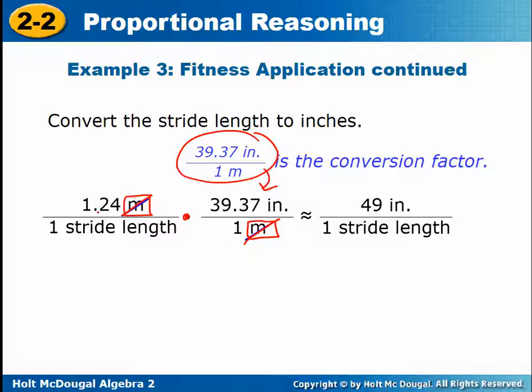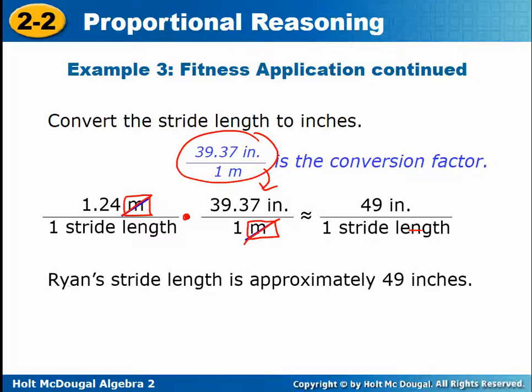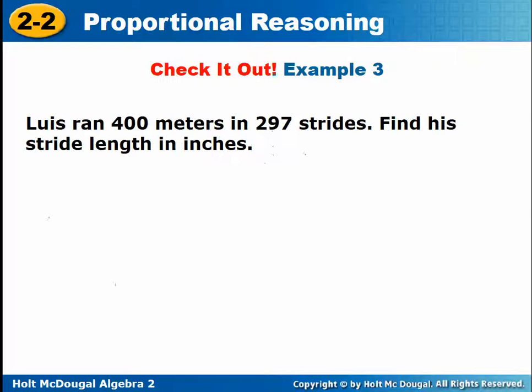Then we're able to take 1.24 times 39.37, and that's 49. And the only unit left on the top is inches. And on the bottom, we only have 1 times 1, which is 1, and the only unit left is stride lengths. This is sometimes called dimensional analysis. You may have heard that phrase before.